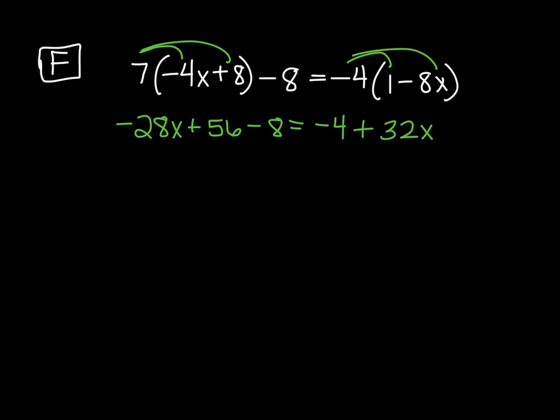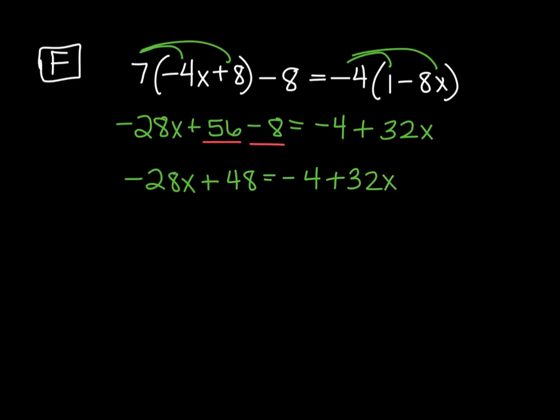Now we need to combine like terms. So first, I'm just going to look at my left side and see, are there any pieces that I can put together? And in fact, I can put 56 and -8 together. I can combine those. So I'm going to simplify again. I've got -28x plus 48 equals -4 plus 32x.